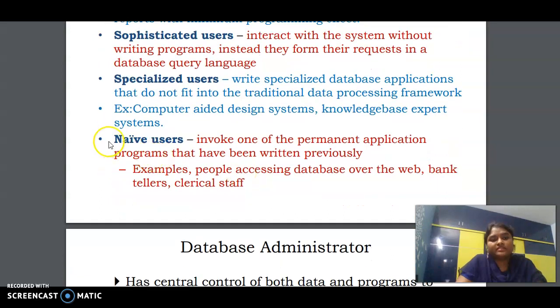Naive users. By the name itself, naive users are new users. So they invoke one of the permanent application programs that have been written previously. Once someone has developed it, these people will be using it. For example, we are the naive users because when we go to an ATM, we generally don't write any query, but whatever GUI or graphical user interaction is there, we see all the buttons and we interact. So for that, no need of learning database. Naive users are new users that only interact with the database in an easy form.